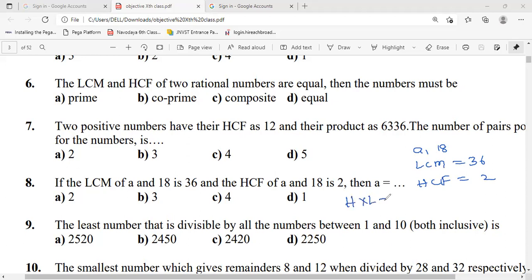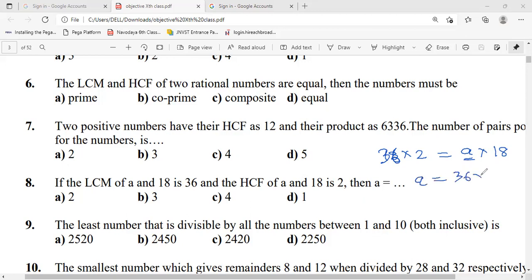HCF into LCM is equal to the product of the numbers. So can I write 2 into 36 is equal to A into 18. Here you want A, and here it is multiplying, so it will come as division. Therefore A is equal to 36 into 2 by 18. 18 ones are 18, 18 twos are 36. Now A is equal to how much? Just 4. A is equal to 4.